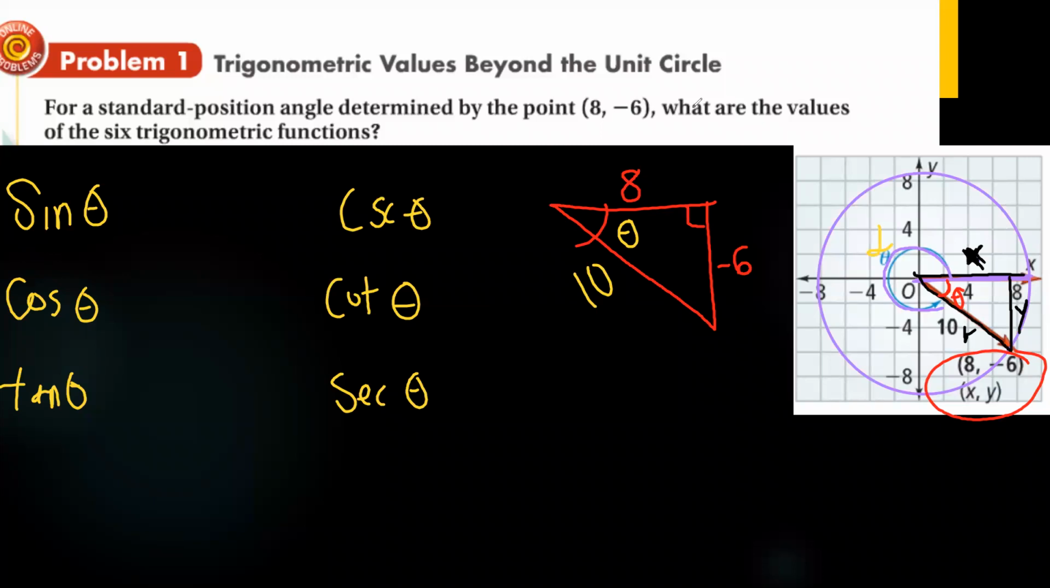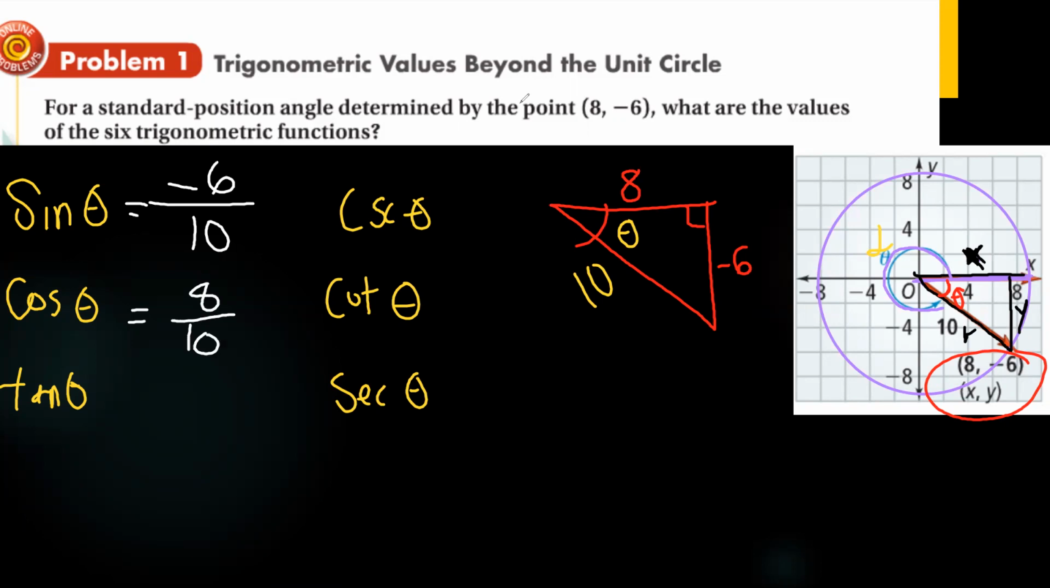Let's start now with the sine. Where's the sine of the angle theta here? From the ratios, we know that sine is opposite over hypotenuse. Now, where's the opposite? It's -6. And where's the hypotenuse? 10. Now, cosine. Cosine is adjacent over hypotenuse. Now, where's the adjacent? It's 8. And the hypotenuse 10.